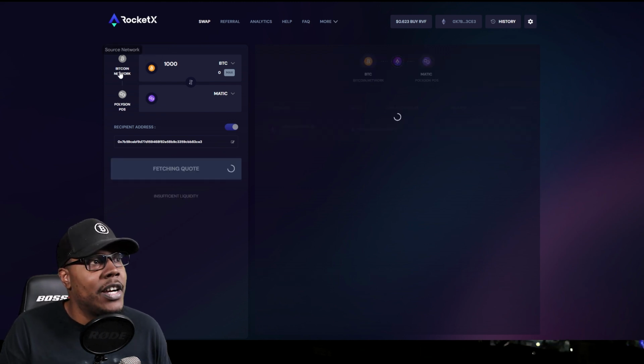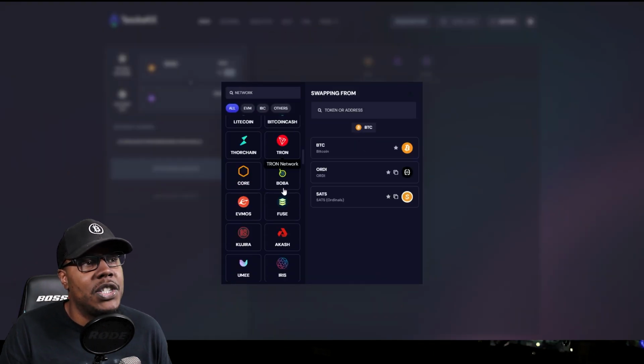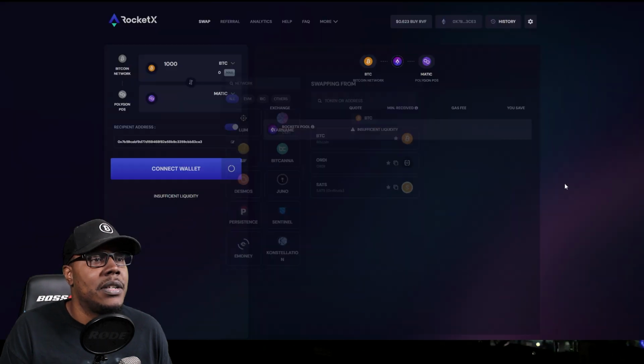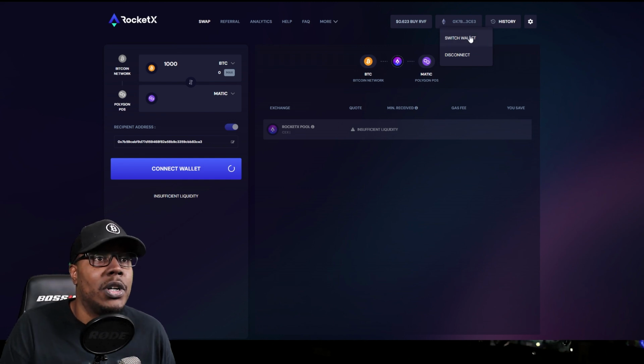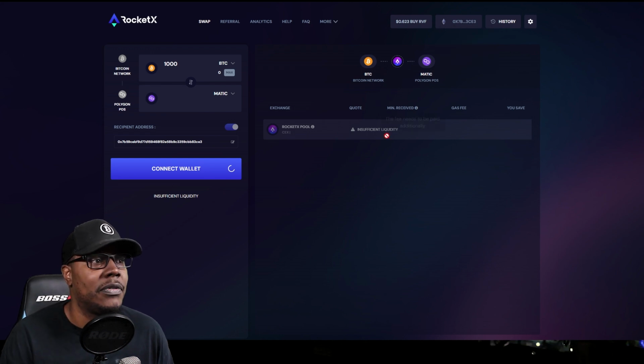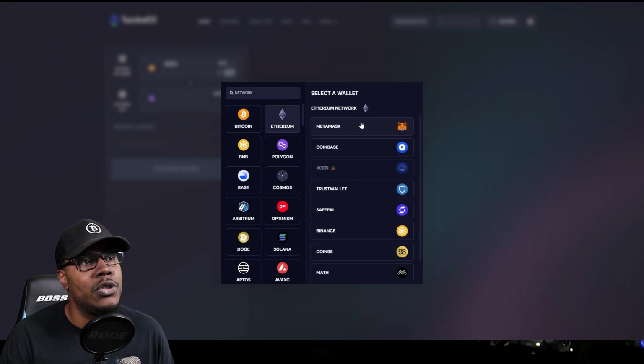So if you click right here where it says the network that you want to start from, if you click on it, you can see you have a bunch of different options. So the first thing you want to do, come up here and connect the wallet that you want to pay with. So I'm going ahead and connecting, I got my Ethereum wallet connected up here. You should know how to do that already. If not, there's going to be a big wallet button right here. You'll click Ethereum and then go to MetaMask.